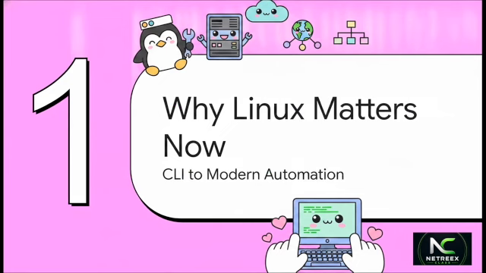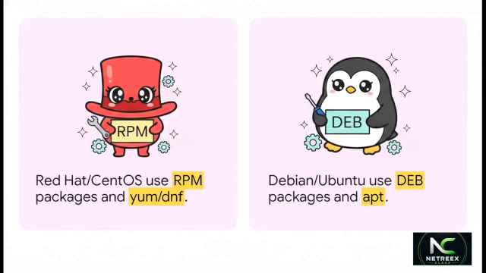All right, Section 1, Why Linux Matters Now. We're moving from the legacy CLI to modern automation. Now, what's really interesting here is that Linux isn't just one big monolithic operating system. It actually comes in different families or distributions, and their package managers dictate the exact commands you're going to use to install your tools. So on the Red Hat side of the family, which includes CentOS and Fedora, you're dealing with RPM packages and using yum or DNF commands. But over on the Debian branch, which includes Ubuntu, you use deb packages and rely heavily on apt commands. Knowing which family your jump host belongs to is literally the difference between pulling your hair out over an error message and smoothly installing Ansible on the first try.